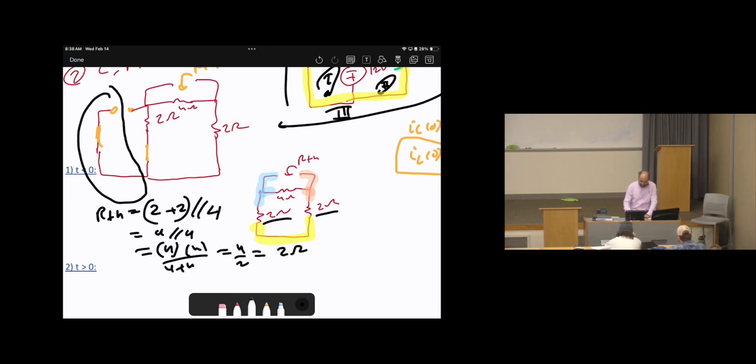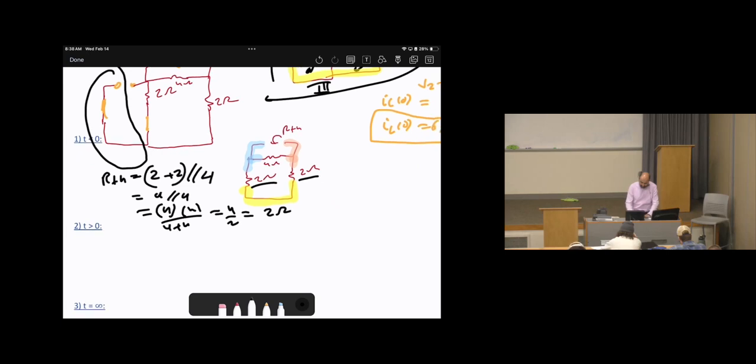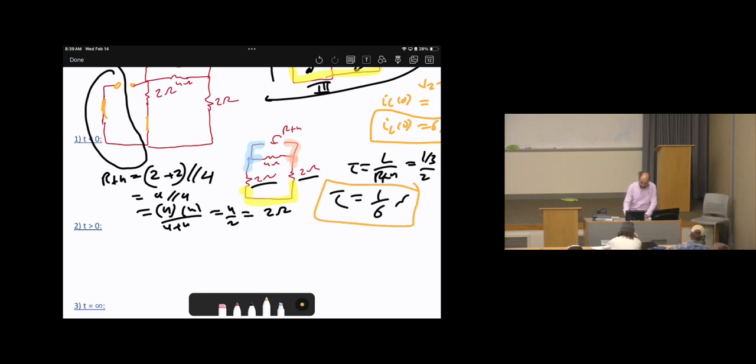So it will be 2 ohms. After that, to calculate tau, it will be L over R Thevenin. L is given in the question as 1 over 3, divided by 2, so the answer tau is 1 over 6 seconds. Then don't forget to box your answer. This is step number 2.